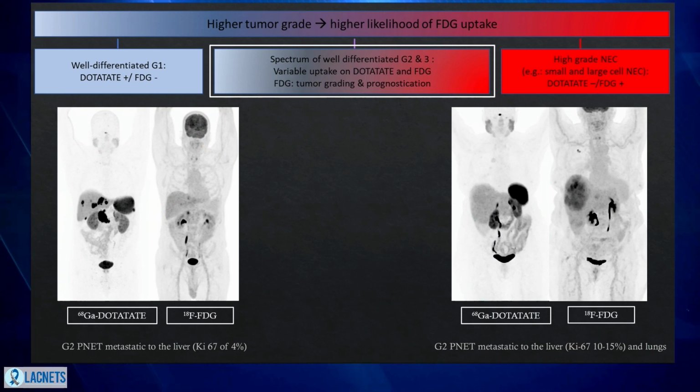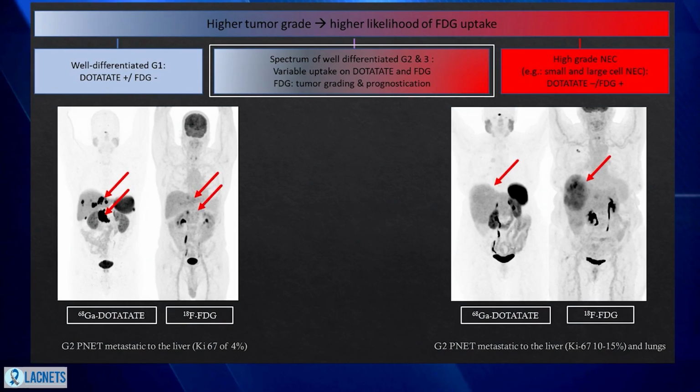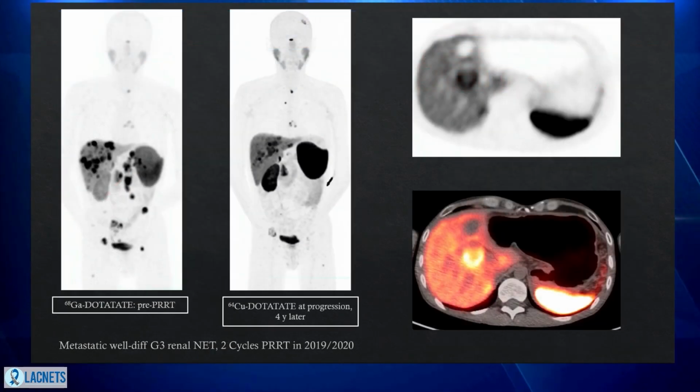So it's helpful to think about neuroendocrine tumors along this spectrum, where on one end we have the well-differentiated lower grade tumors that are typically dotatate positive, FDG negative, and on the other end of the spectrum we have the more aggressive disease that's more FDG positive. In the middle we have a spectrum of diseases, the higher grade 2 and grade 3 well-differentiated tumors that could show heterogeneous uptake with both agents. So clinically, we get FDG PET when we're concerned that there's more aggressive disease.